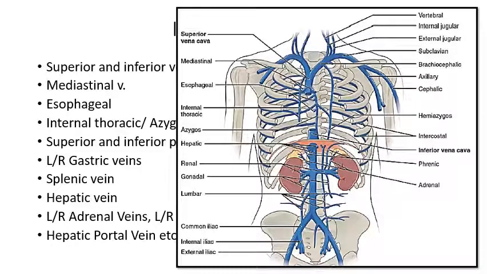Looking at the blood vessels in the thorax and the abdomen, so here we have the subclavian veins bringing blood back from the arms. We have the hepatic veins bringing it back from the liver, and so on. And we have the superior and the inferior phrenic veins, which take blood back from the diaphragm.